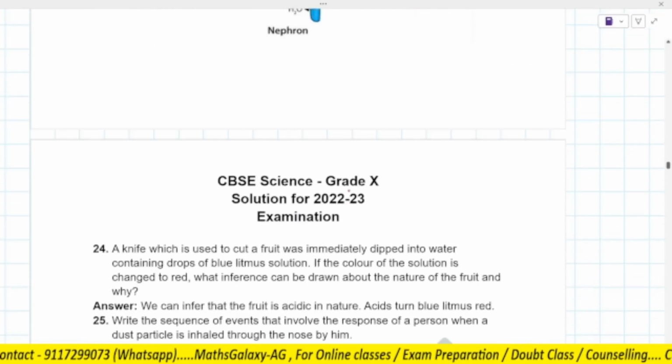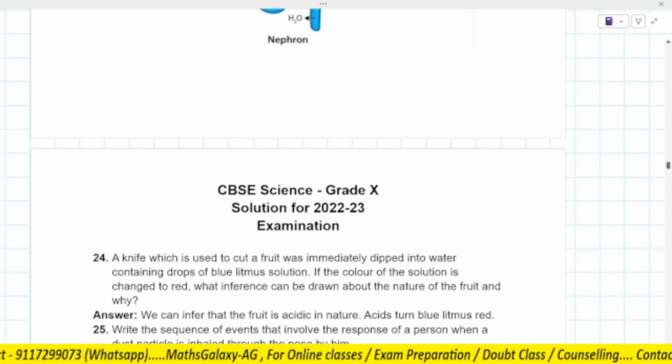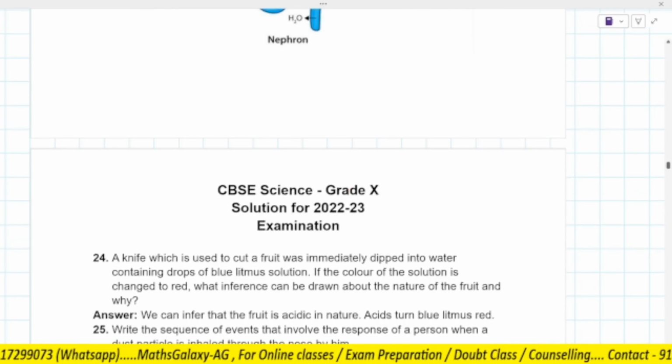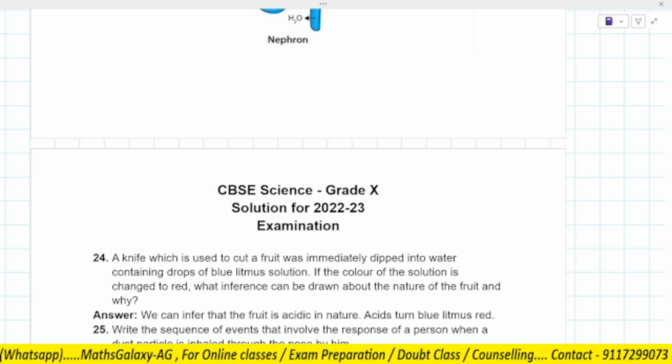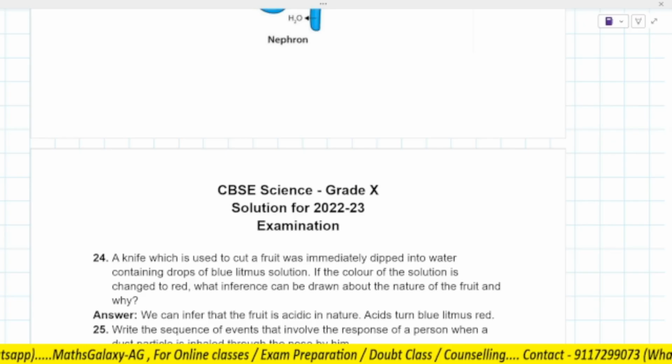Now write the sequence of events that involve the response of a person when a dust particle is inhaled through the nose by him.